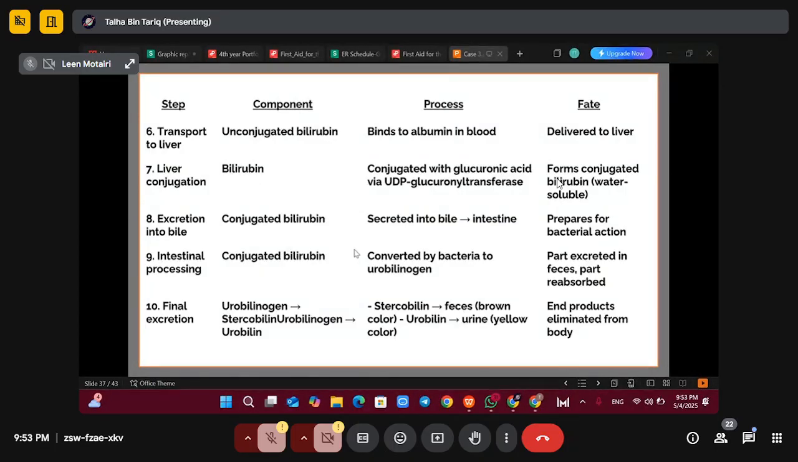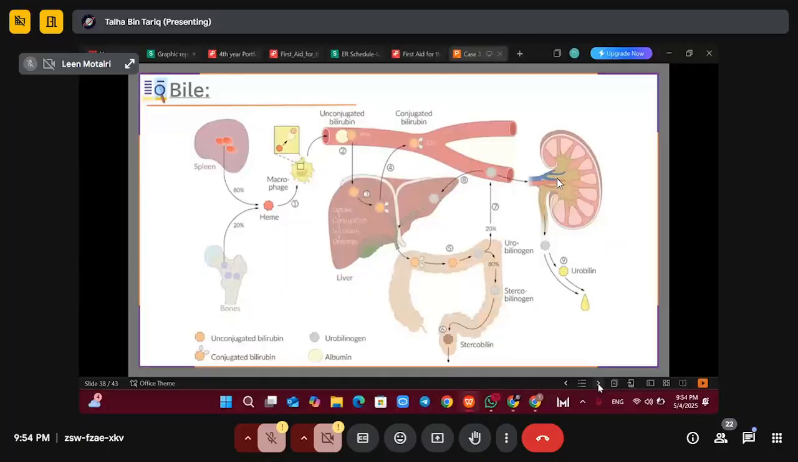Then we have the final excretion, the same thing as I told you guys. Urobilinogen forms stercobilin, and stercobilin forms the brown color of the feces, and the urobilin forms the yellow color of the urine, and these end products are eliminated from the body. So this is just a diagrammatic representation. You guys can follow this very easily.